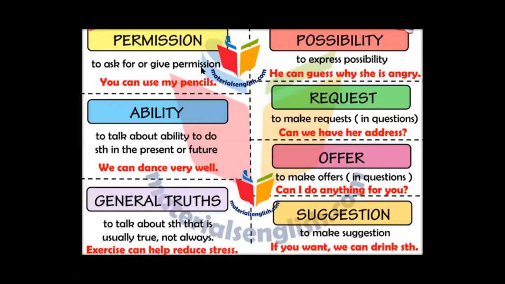To ask for or give permission. You can use my pencils. Okay, very good. So in this context, en este contexto, cuando hablamos de can for permission, we're saying that we're asking or giving permission, right? Estamos pidiendo el permiso para tomar algo o para hacer algo o lo estamos dando. Cuando lo pedimos, pues siempre va a ser con pregunta, right? Es una pregunta, it's a question.